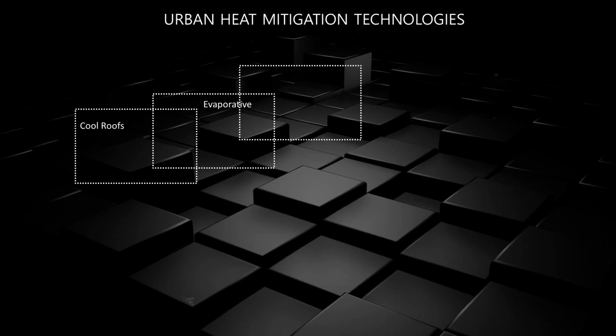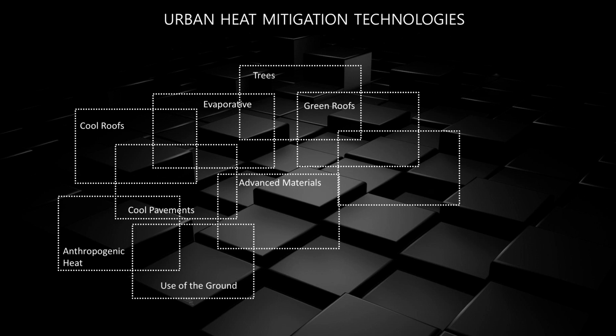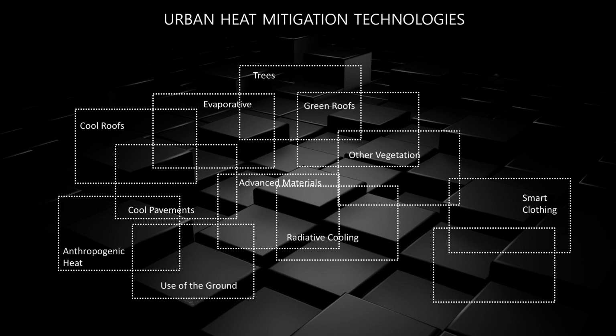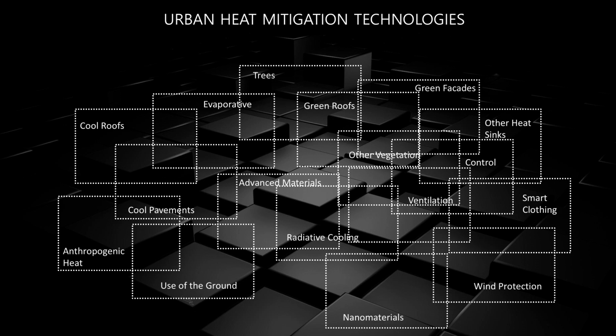We can really fight overheating. During the last 20 years, there has been very important research carried out, research that tried to develop and propose several mitigation technologies. I show you some of them. Vegetation, new materials, evaporative systems, radiative cooling, control, many technologies of mitigation. So we have technology. Is it enough to have technology?